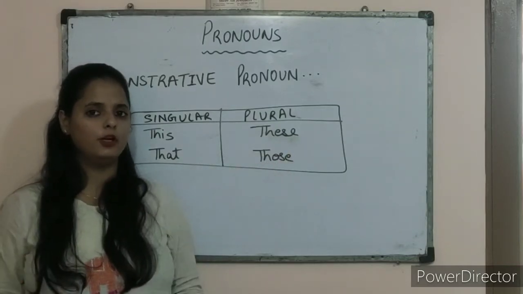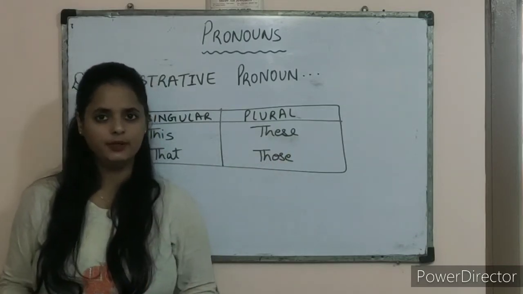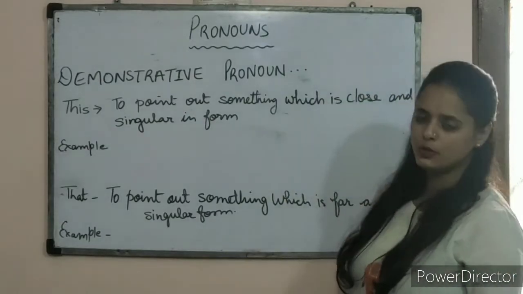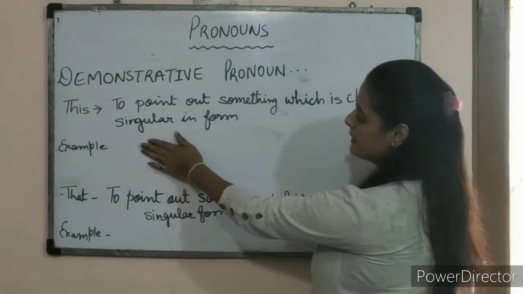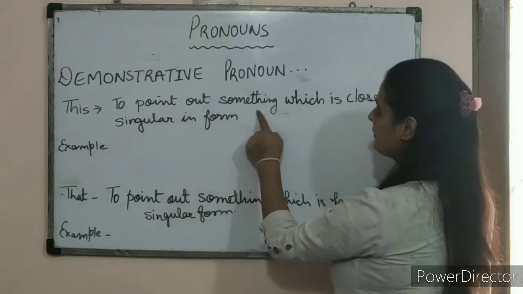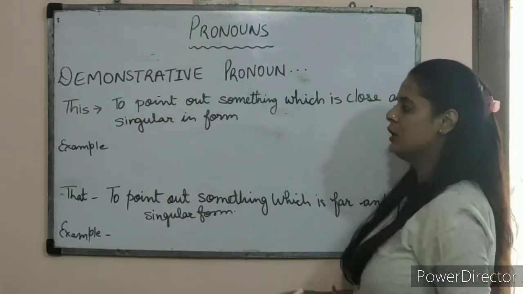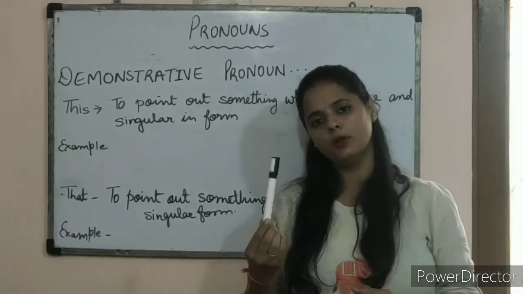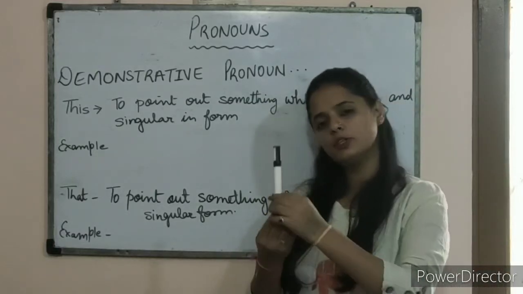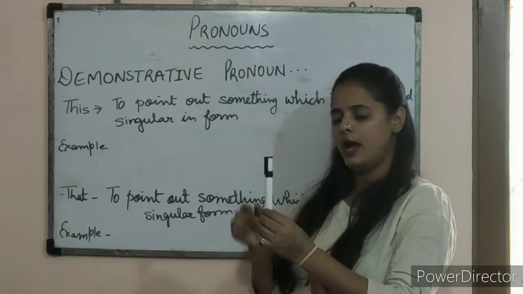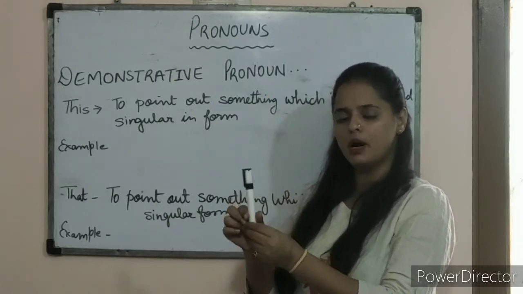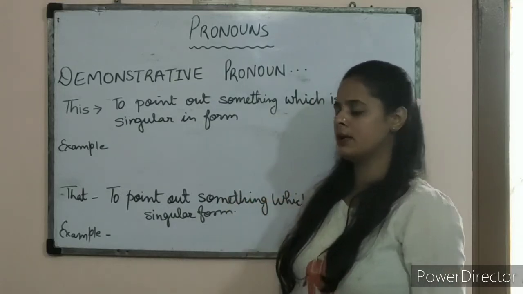Now again I will explain by giving some examples, right? So clearing your concept, students, here you can see this, to point out something which is close and singular in form, right? Now I gave you the example of this is a marker because it is close to me, and I am pointing at this marker. So I am telling, this is a marker.